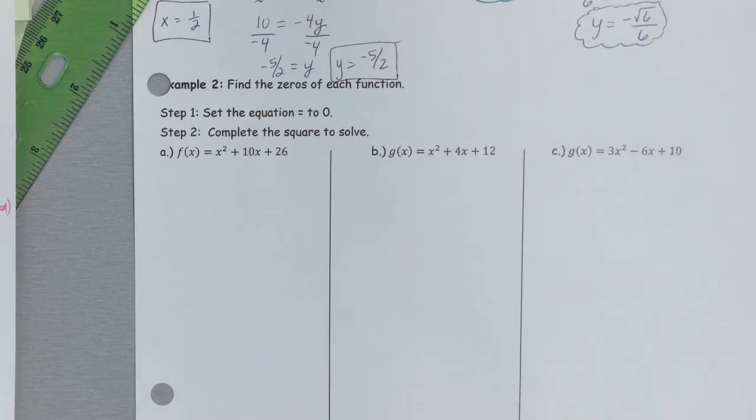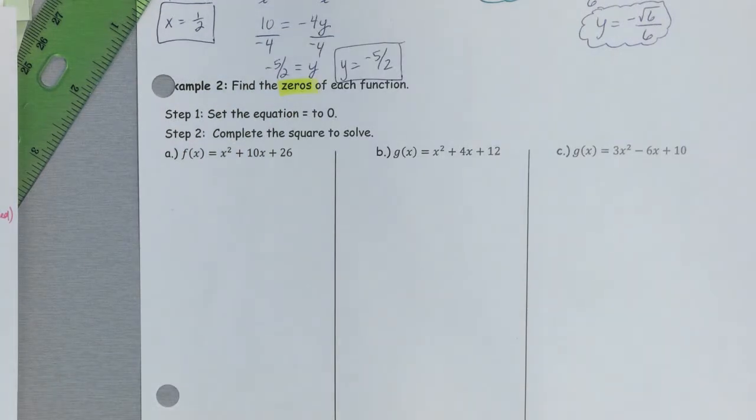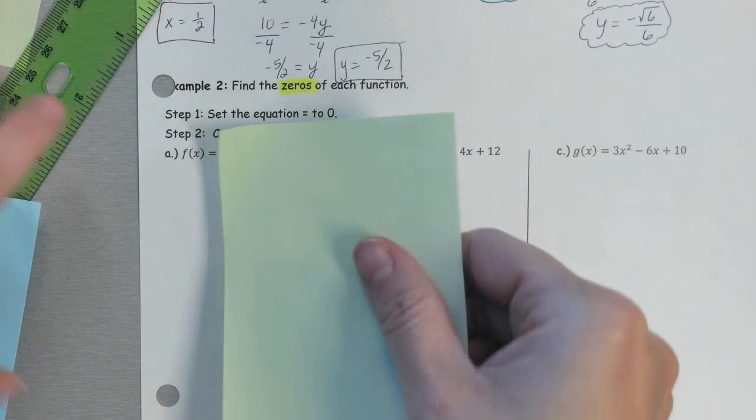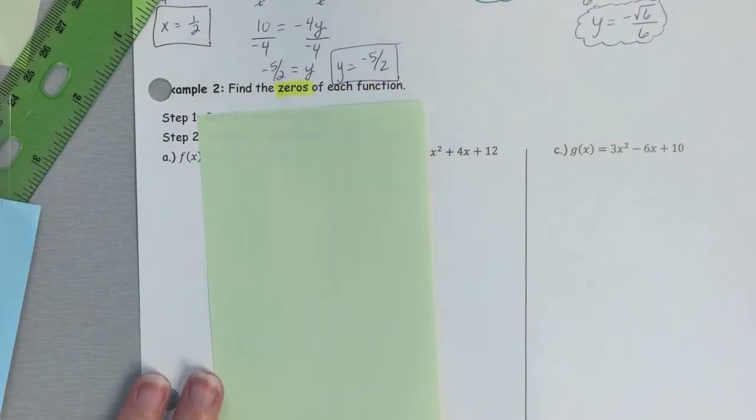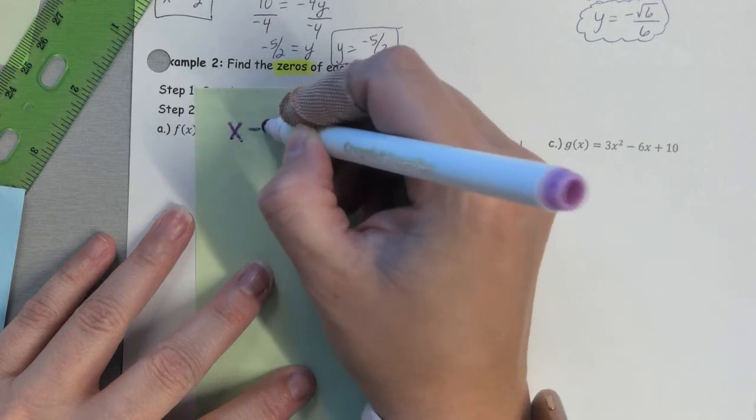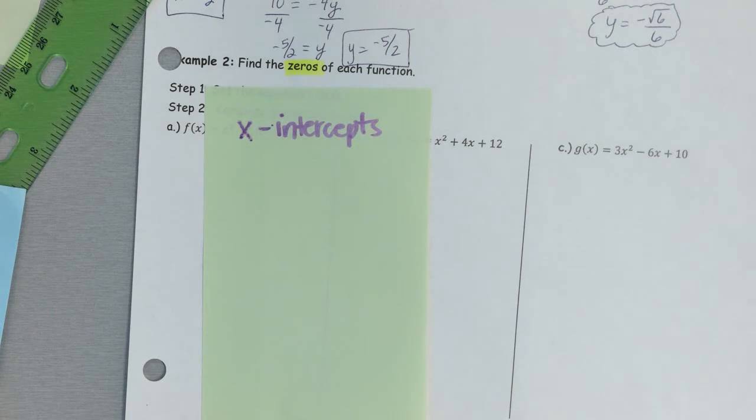So it says, find the zeros of each function. Okay, find the zeros of each function. So we've done many things that are similar to this. Finding the zeros, what are some other directions that have the same effect as finding the zeros? What might they tell you to do? What are zeros? The intercept with the x-axis. Yes, good. Okay, so the intercept with the x-axis, so the x-intercepts, absolutely. So the zeros are x-intercepts.